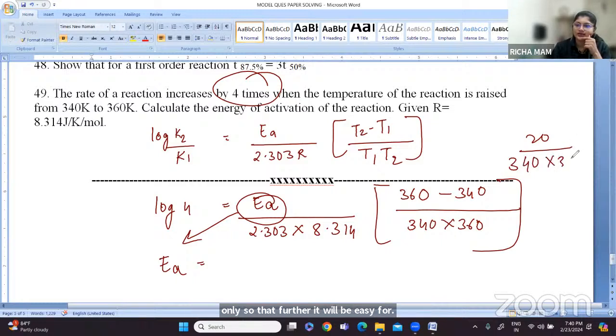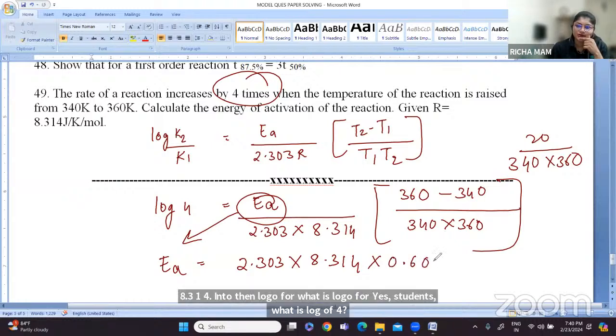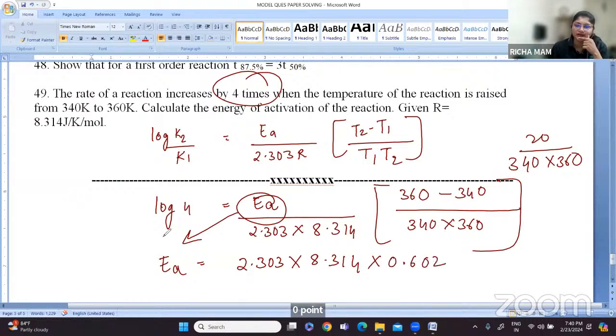So what we'll do now, when we take Ea here, 2.303 will go in the numerator, into 8.314, into log of 4. What is log of 4? Yes, students, what is log of 4? It is 0.602. So this also will go in the numerator, because Ea will come here. So this will go again in the numerator.